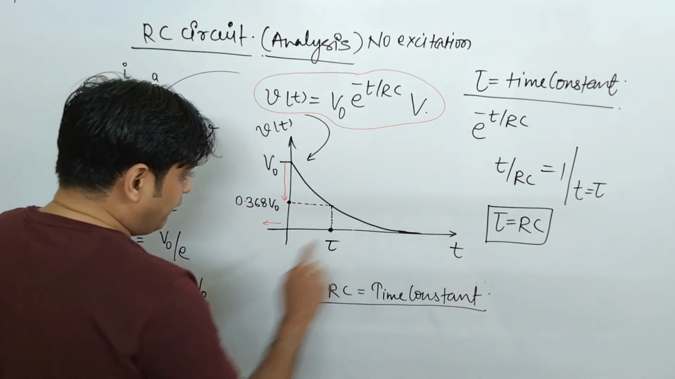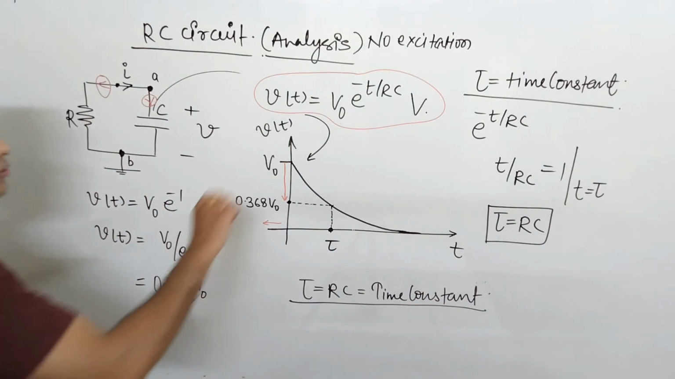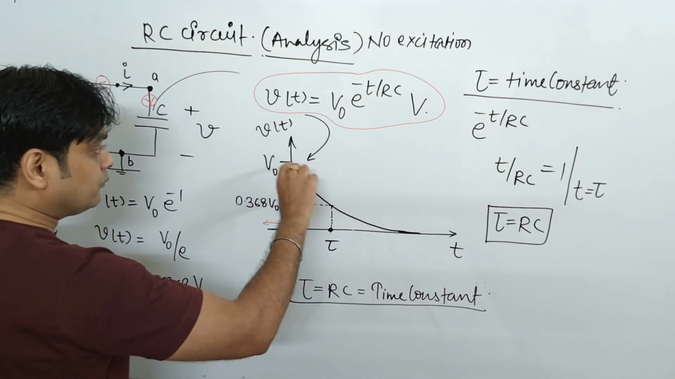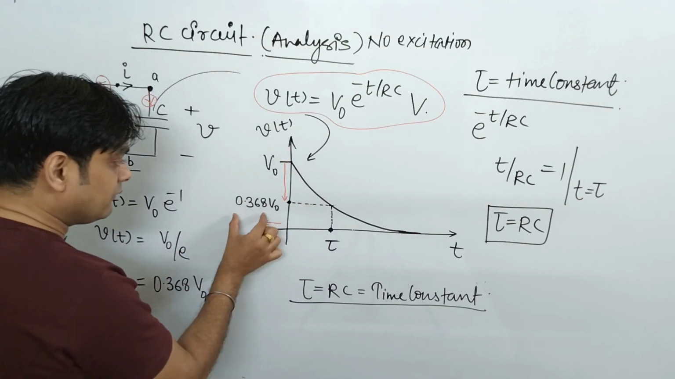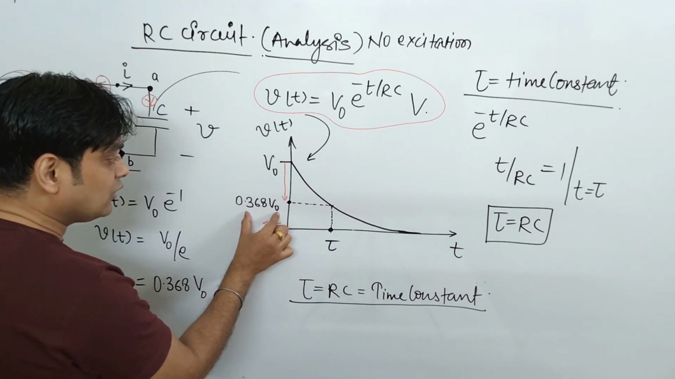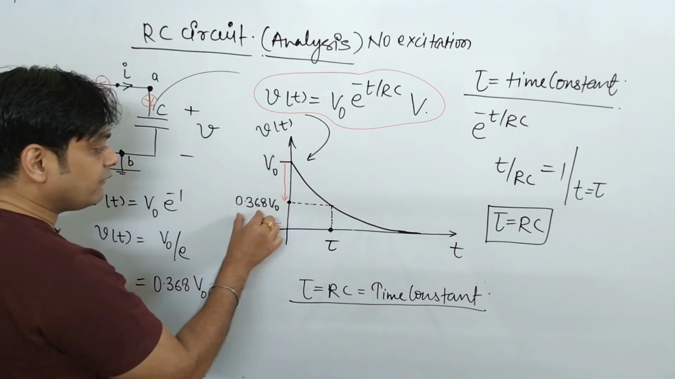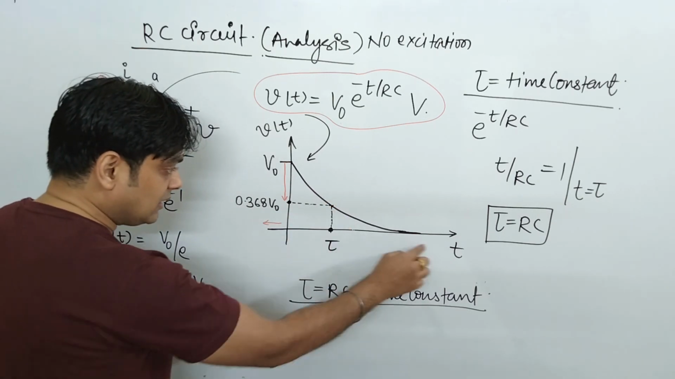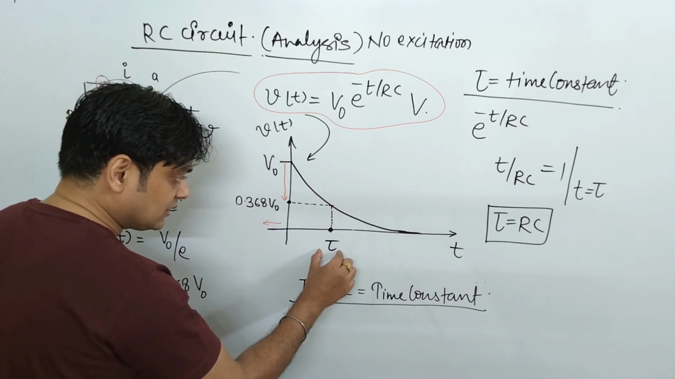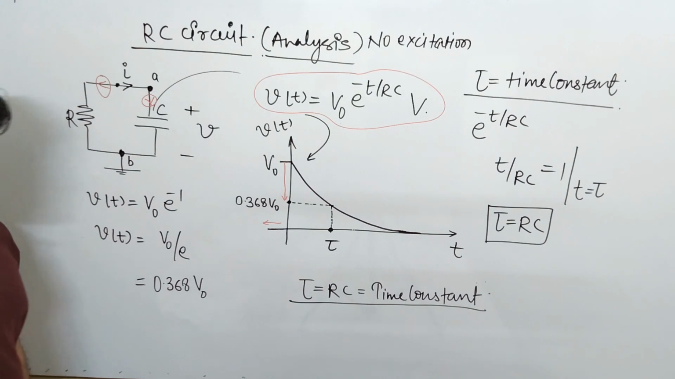So when your actual output falls from this value to a value of 0.368 V naught, or you can say it is 36.8% of your original value, whatever the time present on your time axis is basically your time constant. So this is the definition of a time constant.